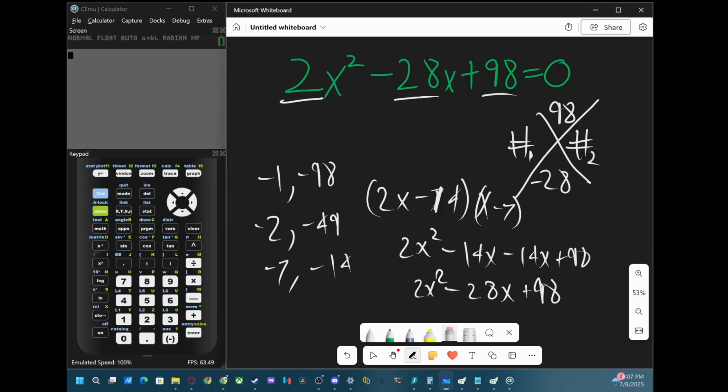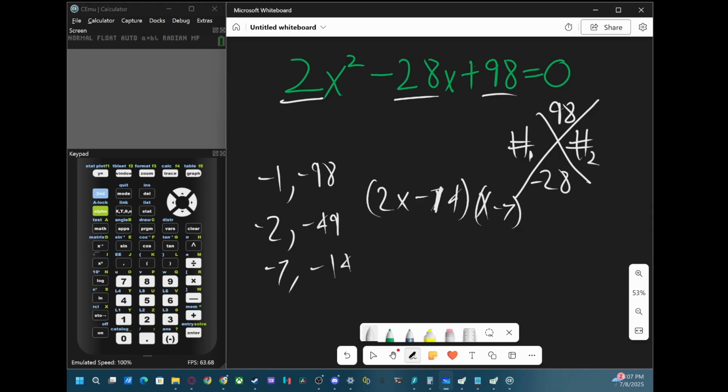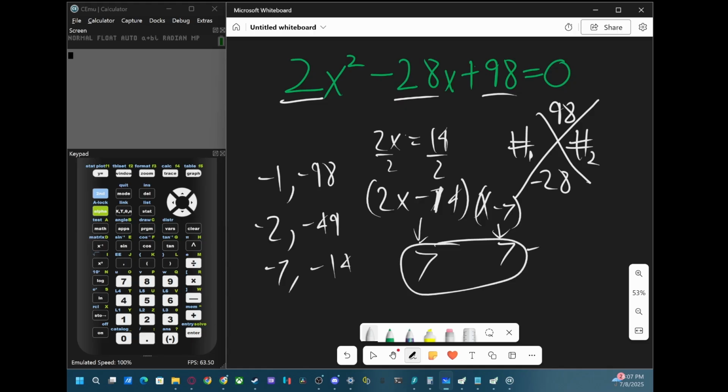Now, let's erase this. Let's go find our x's. All right. So this one, to make this 0, that'll just be x equals 7. And for this one, plus 14, that means x right here is equal to 7, because 2x is equal to 14. Divide that by 2, divide that by 2, is 7. That means x is just equal to 7.